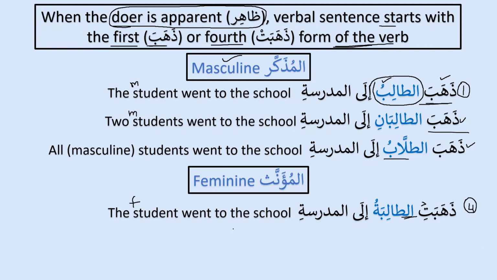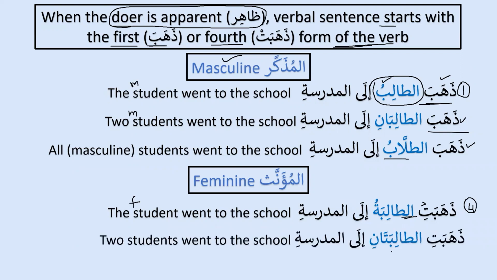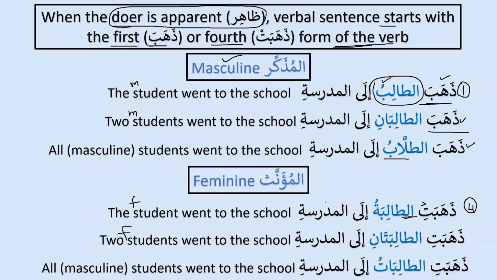Now, what if we have two? طالبتان. So what will we say? We will say ذهبت الطالبتان إلى المدرسة. Two female students went to the school. What if we have طالبات? We have more than two. We will use the same. We will say ذهبت الطالبات إلى المدرسة. All the female students went to the school. So we have to make it feminine.